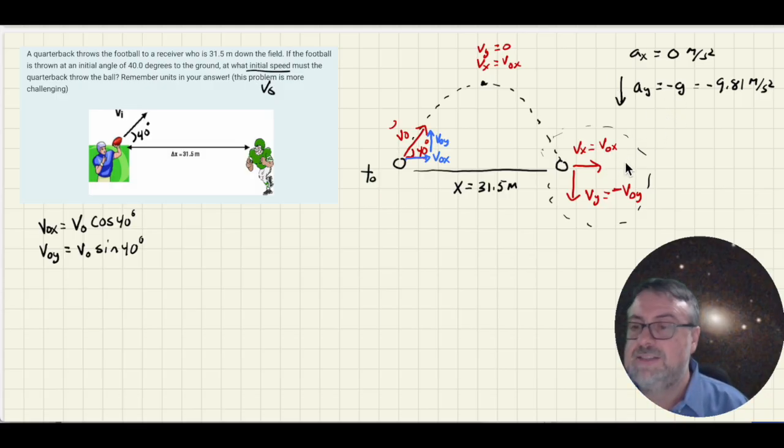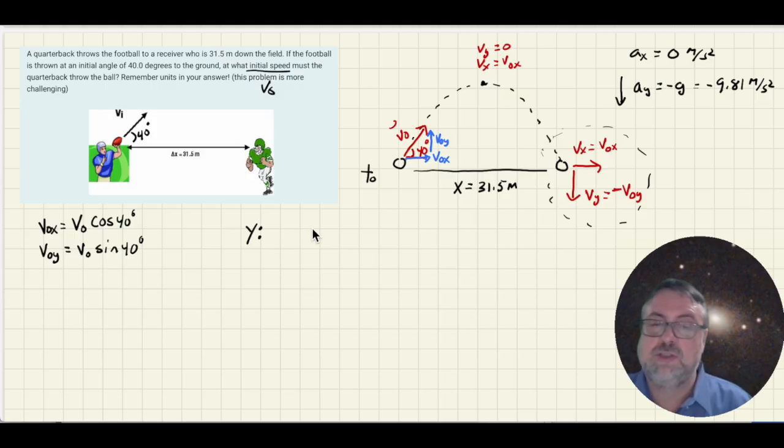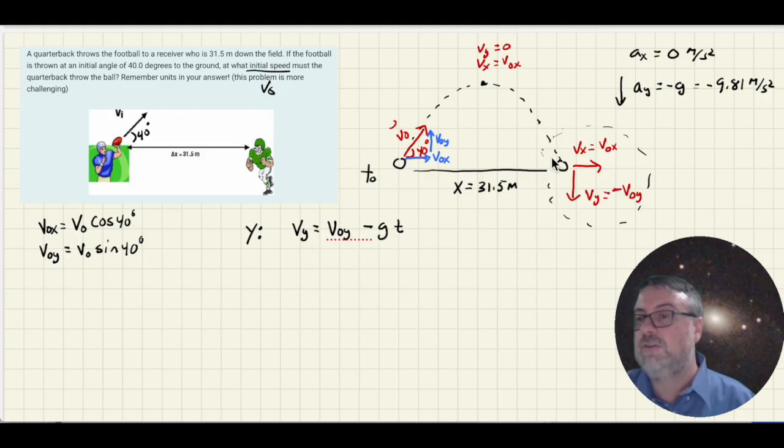So I do know the accelerations. Well, I don't know the value of Vy or V naught y, but I know how they relate. So let's start with writing that equation. So in the y direction, and I always like to remind myself of which direction I'm working with, I know that the final velocity in the y is going to be equal to the initial velocity in the y direction minus g times t, because the acceleration is negative 9.81, so I just add that to my equation.